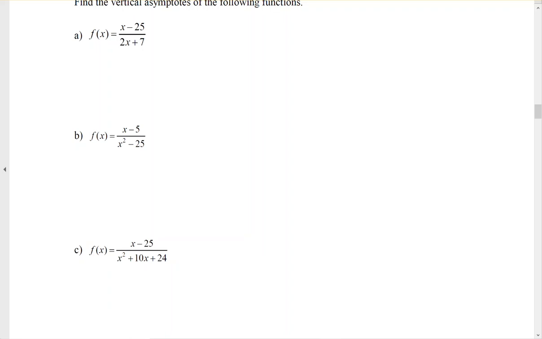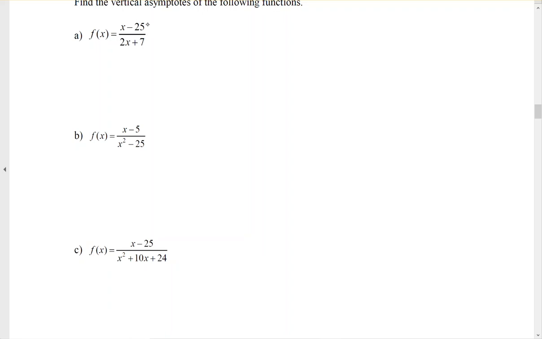In these problems we're asked to find the vertical asymptote, and one of our first steps in doing that is to factor and see if we can cancel out any common factors. The common factors that we cancel out is where there would actually be a hole and not a vertical asymptote.